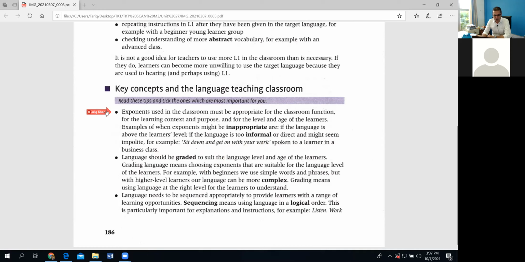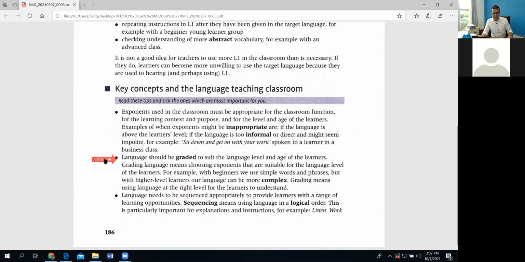Next point is language should be graded to suit the language level and age of learners. Grading language means choosing exponents that are suitable for the language level of the learners. For example, with beginners we use simple words and phrases, but with high level learners our language can be more complex. Grading means using language at the right level for the learners to understand. Highlight it or underline it. This is called grading, when it is suitable for their level to understand it. Okay, so that is called graded language.